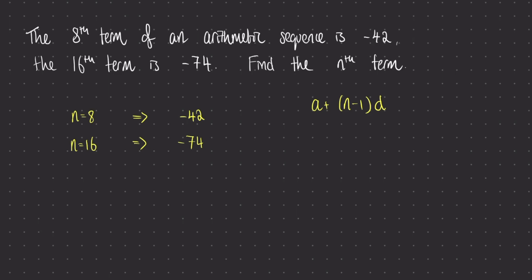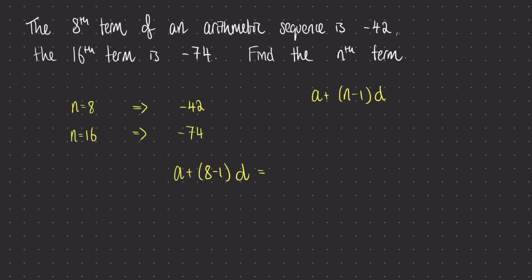So we can only work with what we're given. We'll start off by writing an expression using this first pair of numbers. We know that 8 is the value of n, so a plus 8 minus 1 times by d. I still don't know the values of a and d. However, I know that this must work out to be minus 42. Similarly, I know that a plus 16 minus 1, so when n equals 16, the value must work out to be minus 74. And you might have noticed that I've actually set up a pair of simultaneous equations.